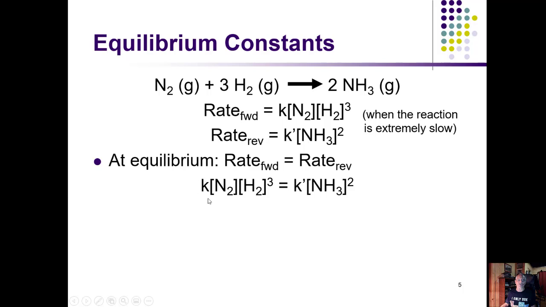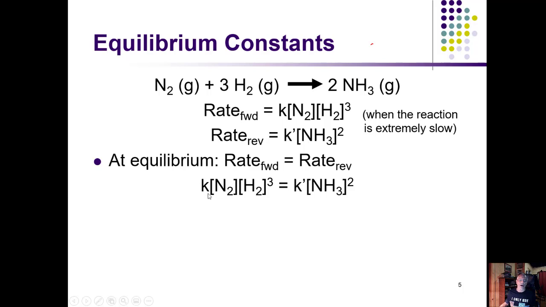And so here is the rate law for the forward direction. All we've done is treat this as an elementary reaction based on the molecularity. So the hydrogen we raise to the 3rd power. The nitrogen has a coefficient of 1, so we raise it to the 1st power. So this is the rate law.